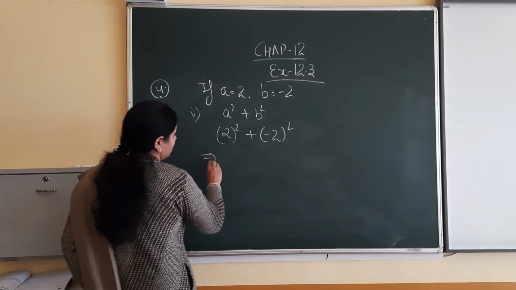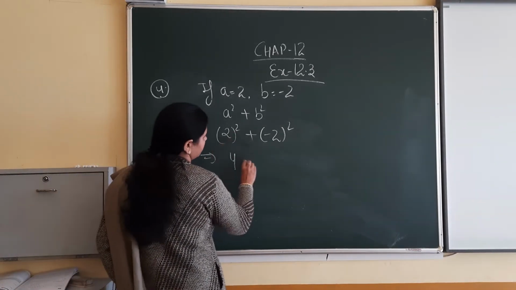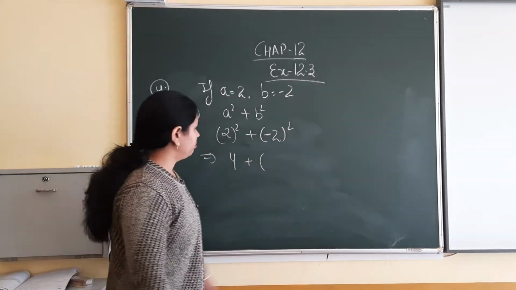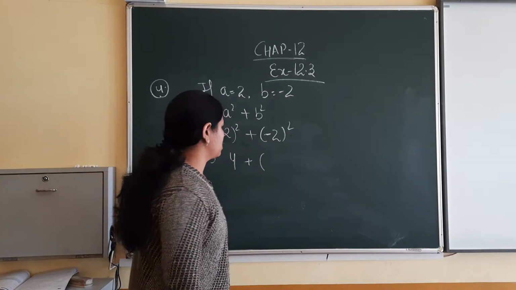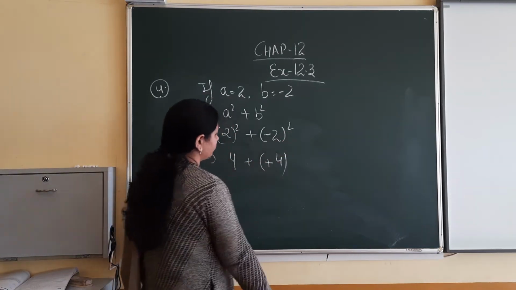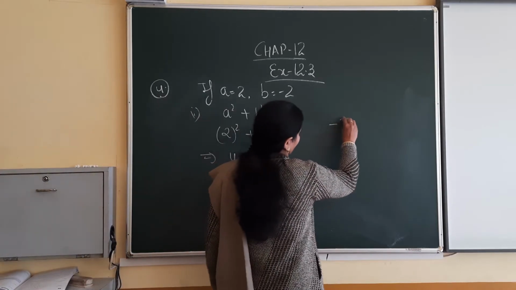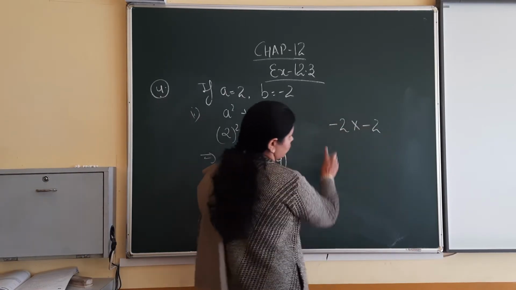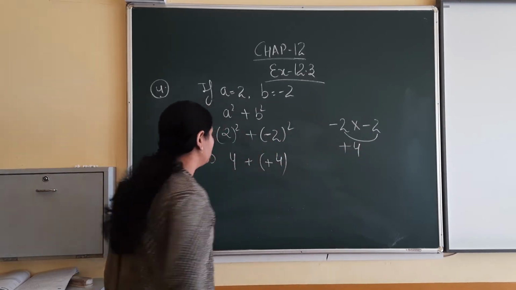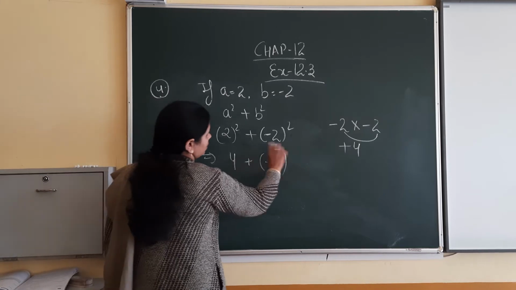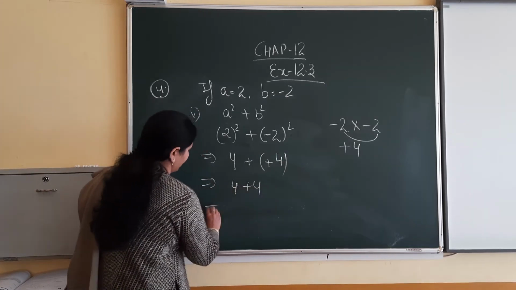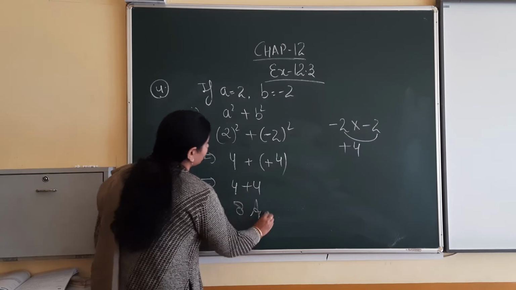In the next step, 2 2s are 4. This minus sign is inside the bracket and the power is even, so it becomes plus. First of all put the sign plus, now 2 2s are 4. You can understand this way also: if you multiply minus 2 into minus 2, minus minus becomes plus and 2 2s are 4. So plus 4 will be the solution of this term. After that, open this bracket, so 4 plus 4, that is 8. So 8 is the answer.